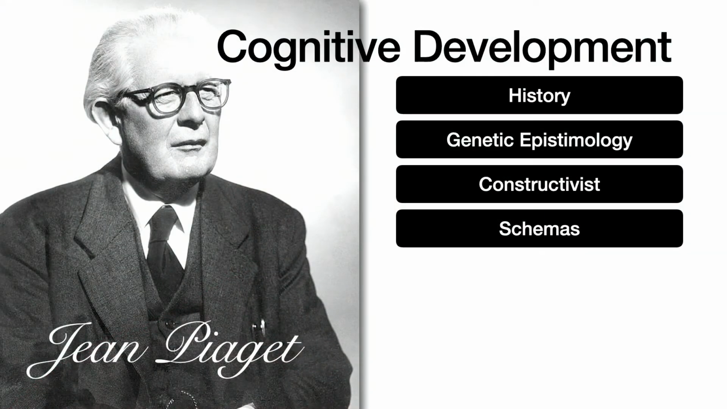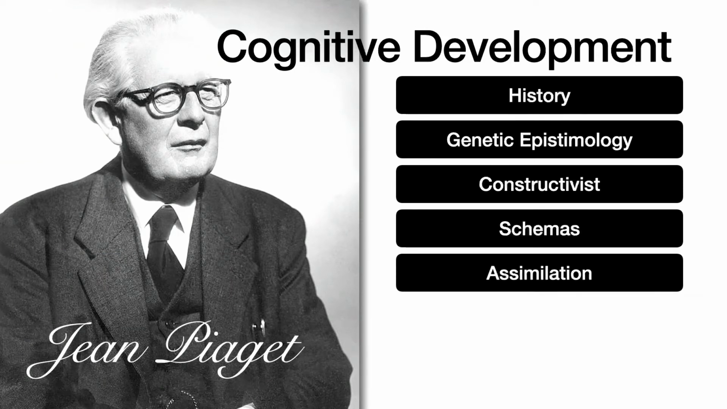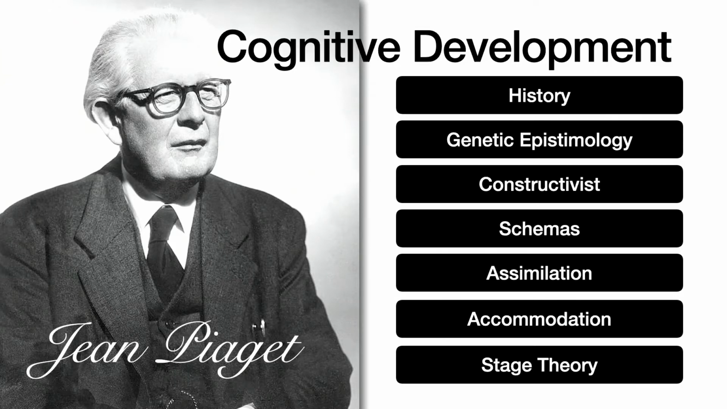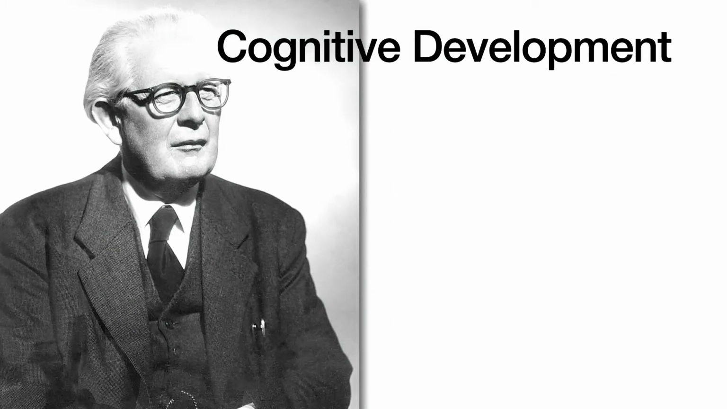So we have this constructivist idea, we have schemas, we have the processes of assimilation, bringing in new information, and accommodation, changing existing schemas in light of new information that we've just assimilated. These two processes are continually happening throughout our lifespan. And he developed a stage theory to describe moving through infancy and toddlerhood right up until adolescence and young adulthood. And we're going to take a look at that model right now.